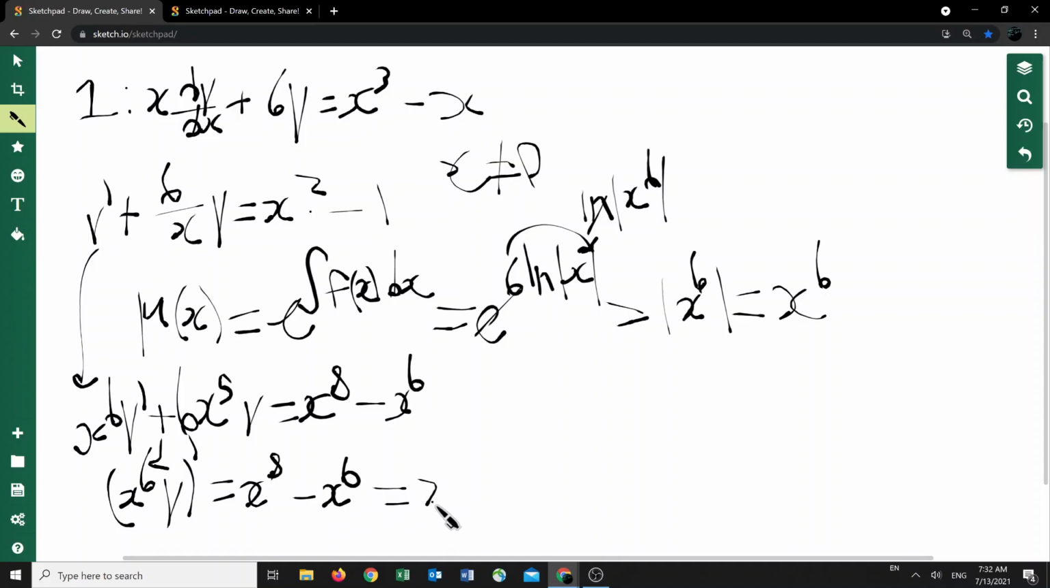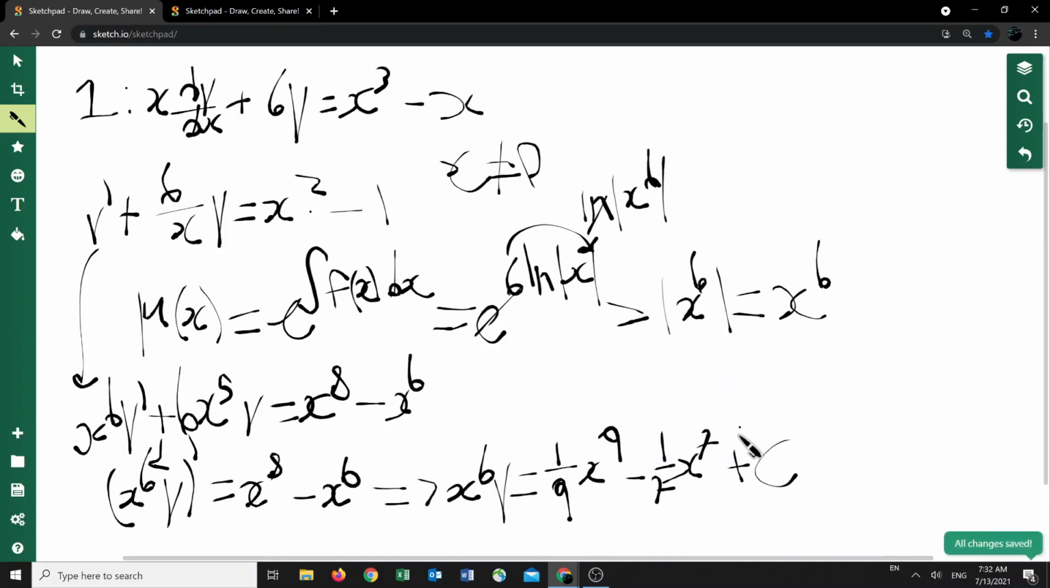Now when we integrate both sides, again using a part of the fundamental theorem of calculus, the antiderivative is the opposite of the derivative, or the integral. So we just get x to the 6th y equals, and this is a basic integration, 1 over 9 x to the 9th minus 1 over 7 x to the 7th plus c.